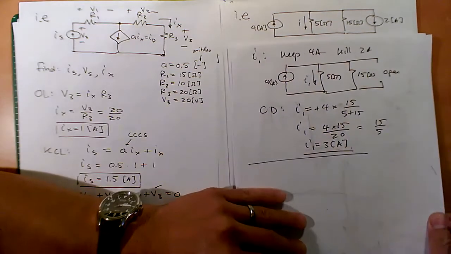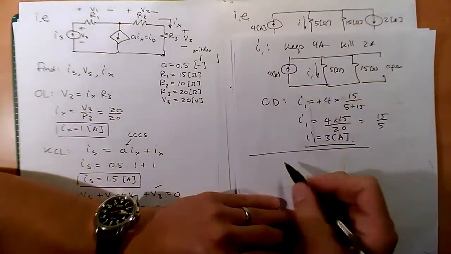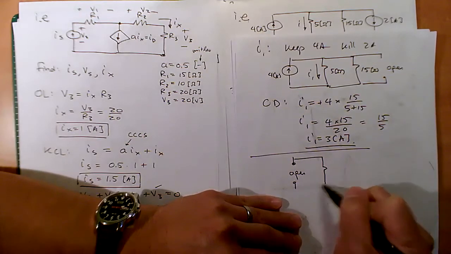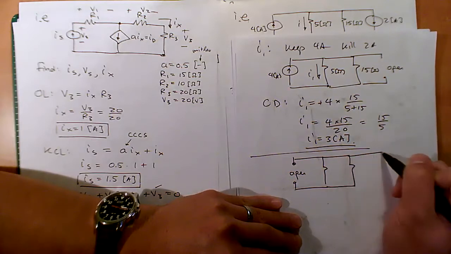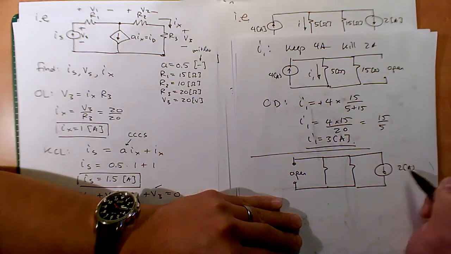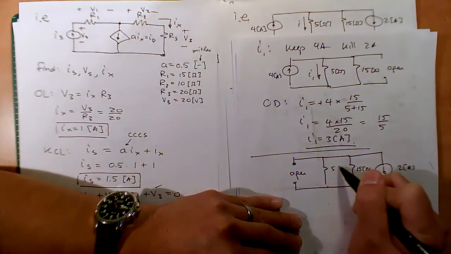So we can say, keep this one, kill that one. So I'm going to redraw it. So this side is the open. And now we have the 5 ohm and the 15 ohm and the 2 amp. So this is 2 amp. This is 15 ohm, this is 5 ohm.